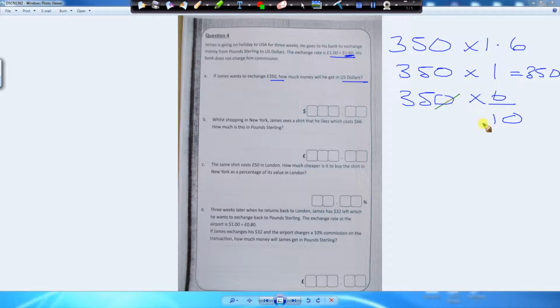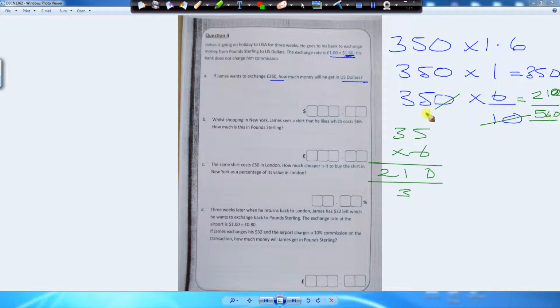So divide that by 10. So we got 35 times 6. What's 35 times 6? Let's quickly work it out. 5 times 6 is 30. 3 times 6 is 18. Oops, it's gone off the screen. Sorry about that, folks. Let's add them up. 350 add 210 gives us what? 560.